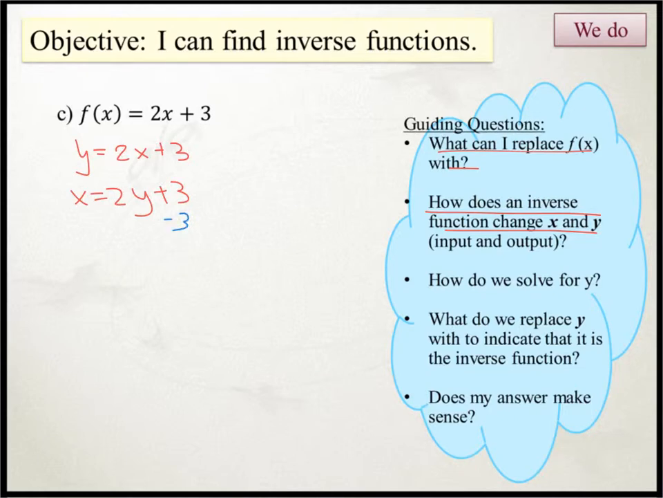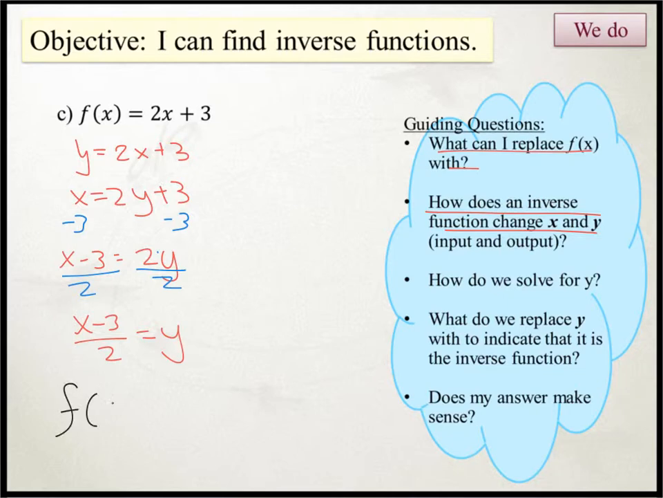So I'm going to subtract 3 from both sides. X and -3 are not like terms, so I can't write those together. And then I have a multiply by 2, so I want to divide by 2. So I get x minus 3 over 2 equals y. So this is actually my answer. It's just that I'm going to use function notation with that superscript -1 to show my reader that that is actually the inverse function. And that is my final answer.